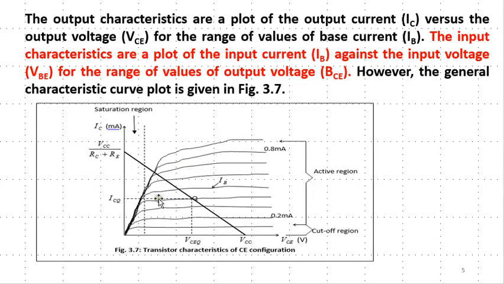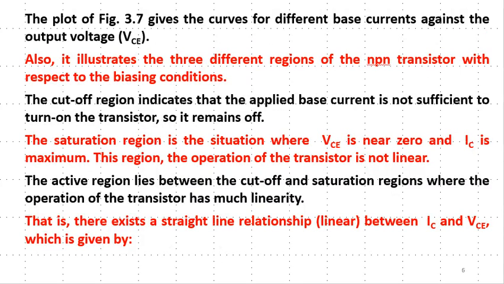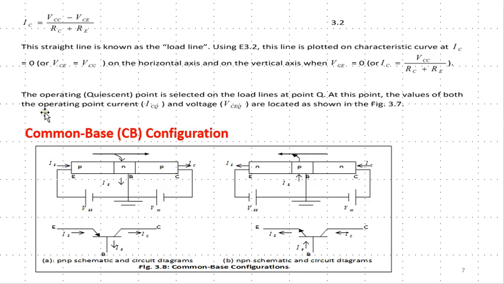So my corresponding current at that point, we call it quiescent collector current, and the corresponding voltage between the collector and the emitter, we call it quiescent voltage, and my Q is my operating point. And how do we locate these 2 points to draw the line? We use this equation, which says IC is equal to VCC minus VCE all over RC plus RE.